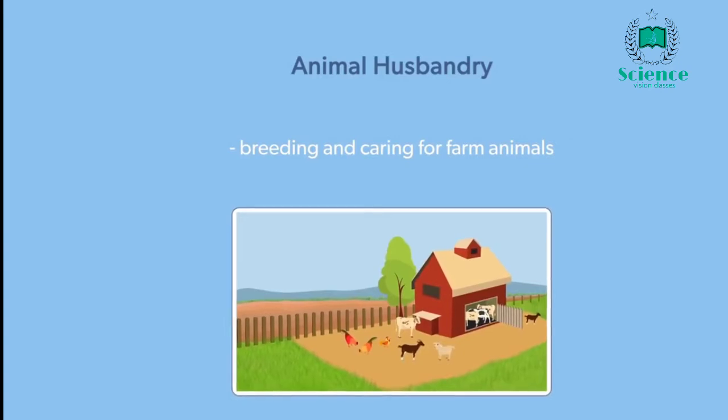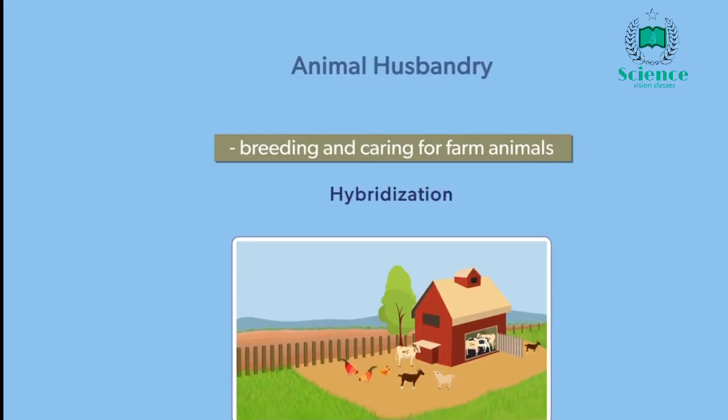What do you understand by the term animal husbandry? By definition, it is the science of breeding and caring for farm animals. What do we mean by breeding and caring for animals? I'm sure you have studied about hybridization of different breeds of animals in lower grades. Why do we employ techniques of hybridization?